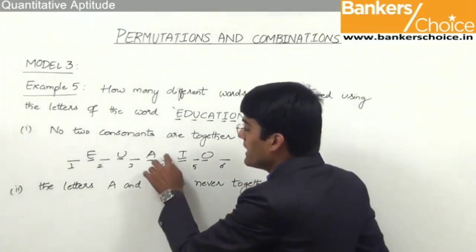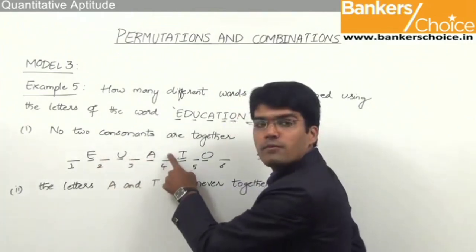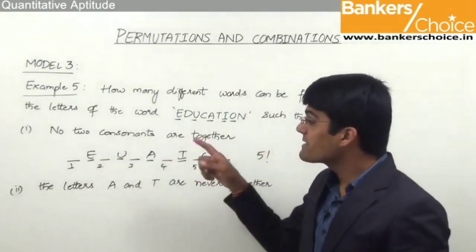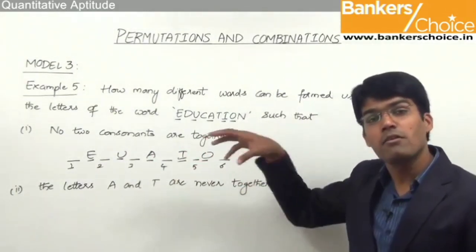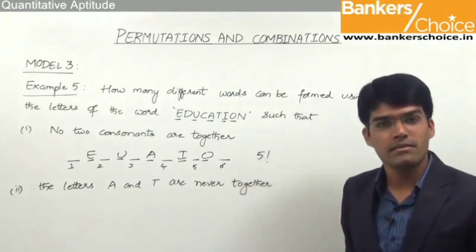And also, there is a vowel between the consonant at second position and the consonant at fourth position. Why? Because U and A will come together there. So the simple idea here is we first need to arrange the vowels and then find out all those possible positions where the consonants can be placed such that they are never together.